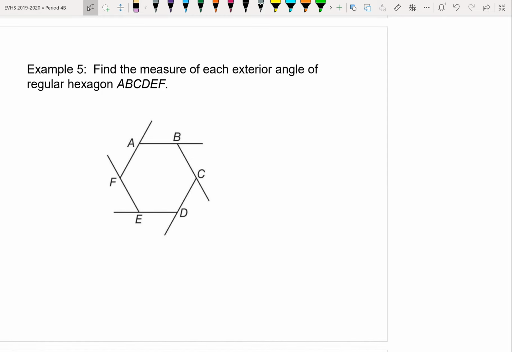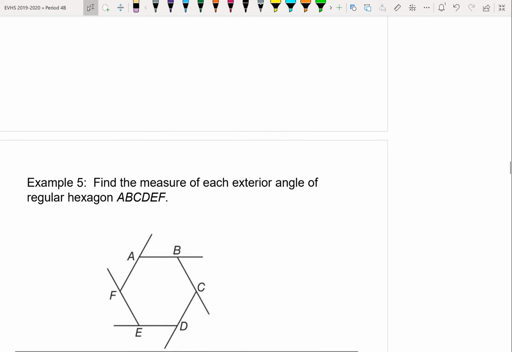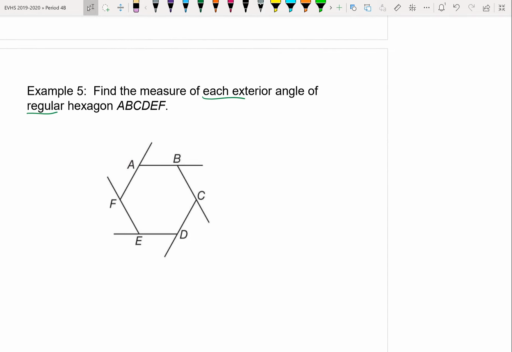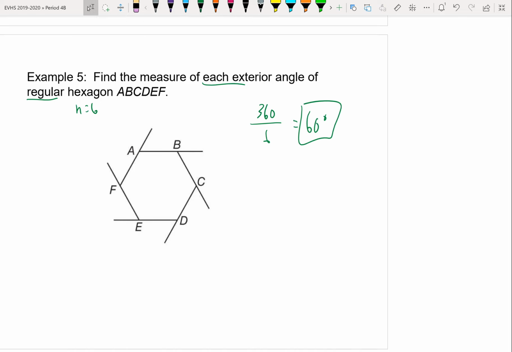Example 5 here. Find the measure of each exterior angle of a regular hexagon. Notice this one says each of a regular. Regular implies equiangular. Now on a hexagon, n equals 6. So the sum is 360. So all I have to do is divide by how many there are, which is 6. Therefore, it is 60 degrees. Simple enough.